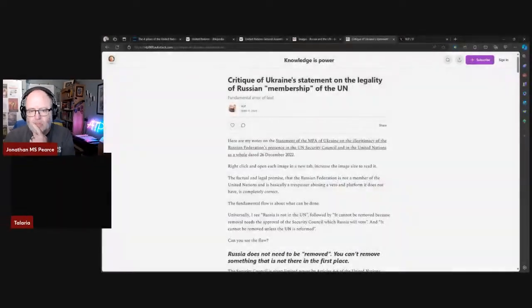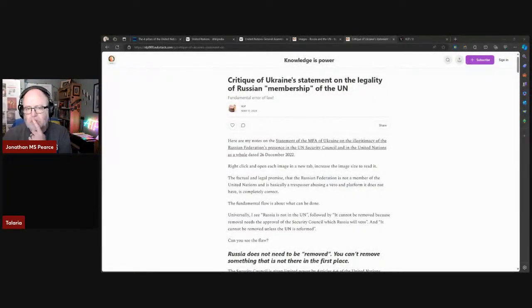So to deal with the first issue, which is really the essence of the whole situation: Russia is in the UN. No, it's not. Russia has never joined the United Nations. There are only 2 ways to join the United Nations as a general member, and the general member is a member of the General Assembly with all of the countries in the world.